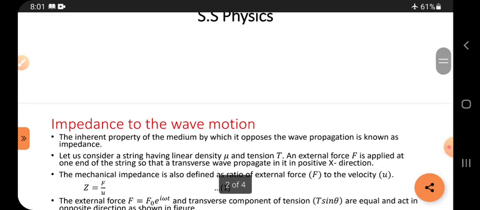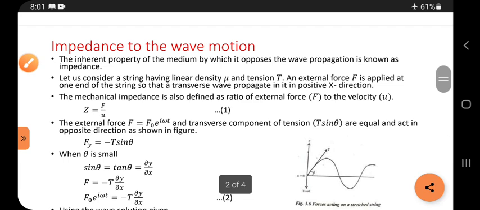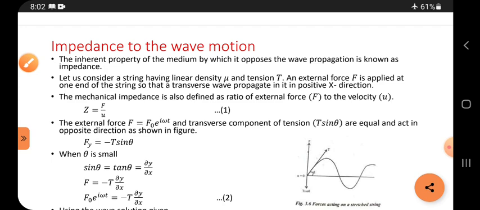So today's topic is impedance to the wave motion. So what is impedance? There is a general formula, and according to this syllabus, one more formula is there. Which one we have to write in the examination is as you wish. You can write either both or any one. But actually you must write this one. Why? Because with this formula only we can derive the impedance formula.